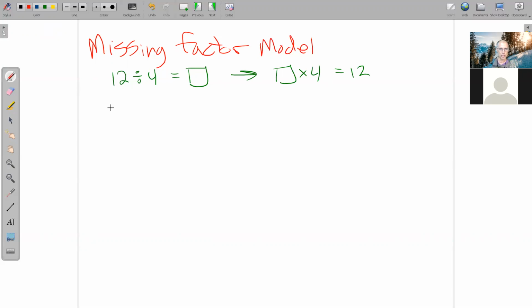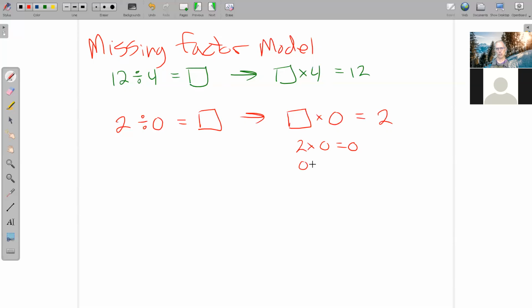So let's try that with the 0 problem. So 2 divided by 0 equals what? Read it backwards as multiplication: what times 0 equals 2? Well, let's see. 2 times 0 is 0, so that won't work. 0 times 0, that's 0. 4 times 0, that's 0. There's no such number.